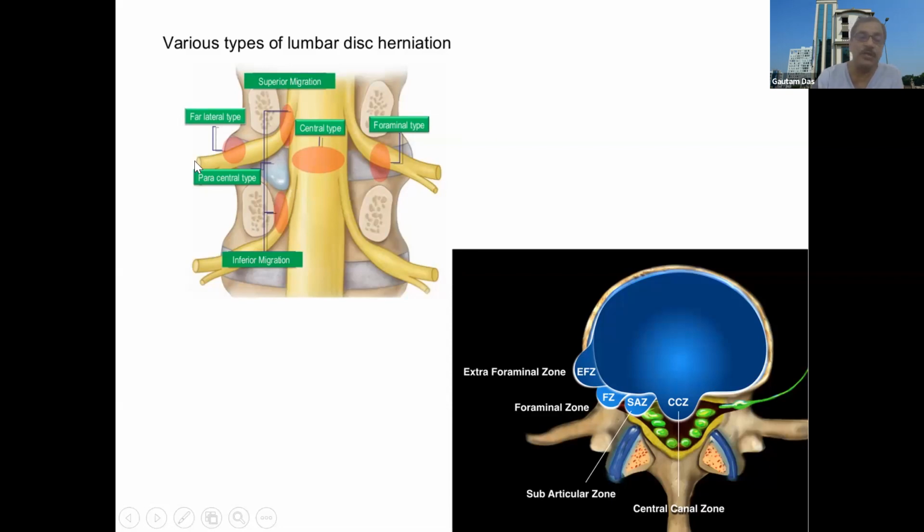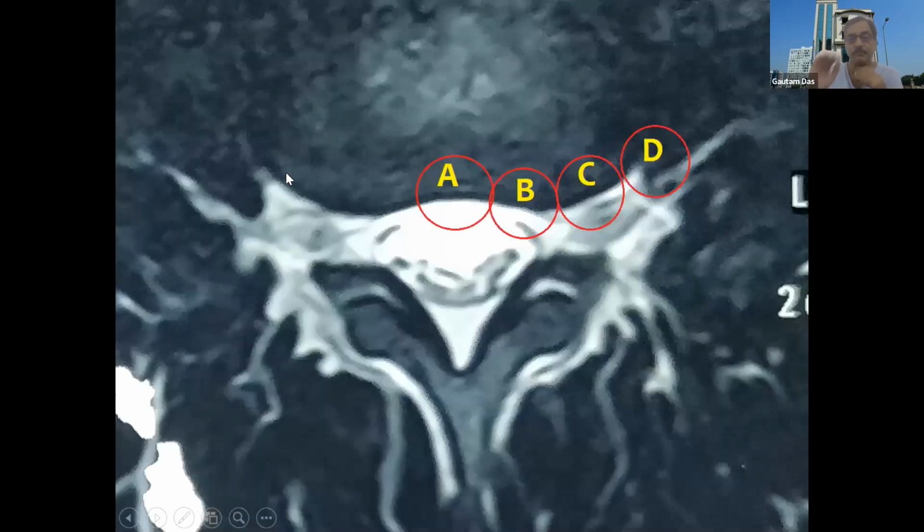Or if it is going far lateral, that is called the extraforaminal or far lateral, then it is the exiting nerve root. So the exiting nerve root will be getting compressed by two conditions: if it is superior migrated, or if it is far lateral. And otherwise, it will be compressing the traversing nerve root. And this kind of herniation is the most common kind of herniation. Right? Okay.